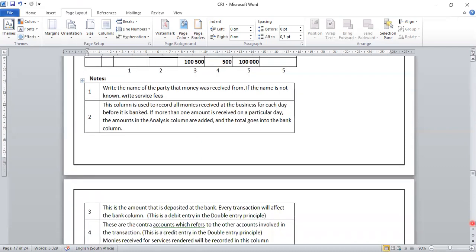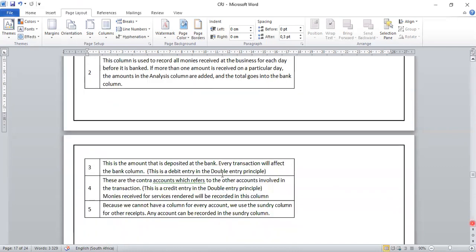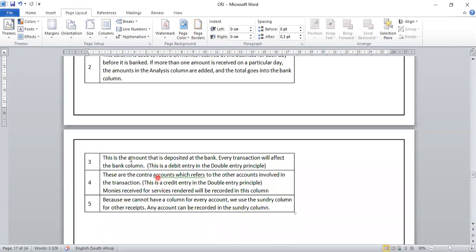Let us go down, going to our bank column. This is the amount that is deposited at the bank. Every transaction will affect the bank column. This is a debit entry in the double entry principle.